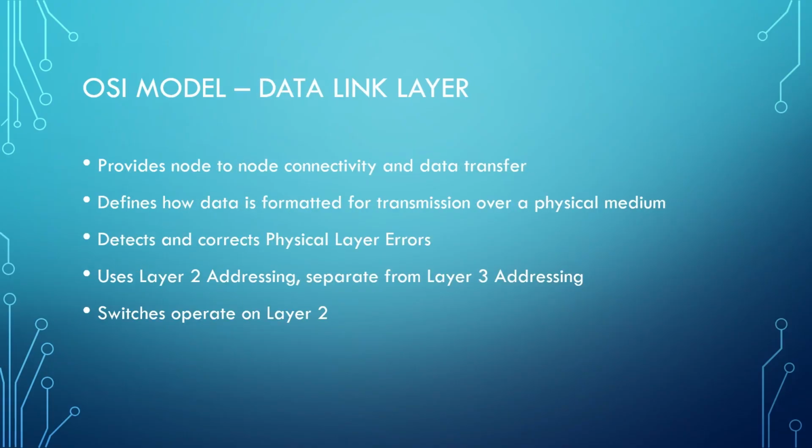It defines how data is formatted for transmission over a physical medium, i.e. cabling. It detects and corrects physical layer errors. It uses layer 2 addressing, which is a separate thing from layer 3 addressing, and switches as opposed to routers operate on layer 2, so if you have an issue with the switch, you know where that is.